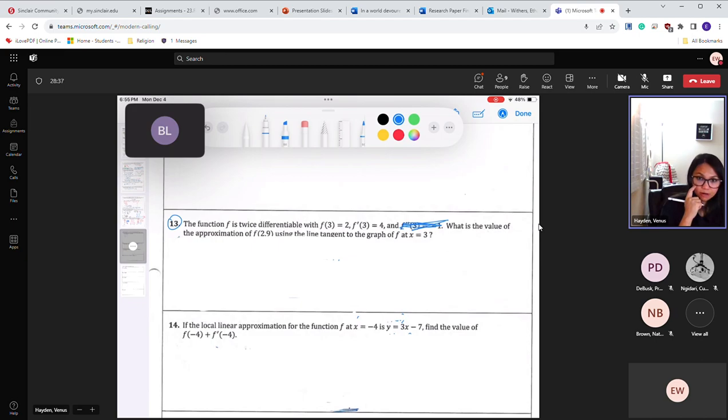That deals with finding the linearization of a given function. It says that here the function is twice differentiable. That word twice differentiable is not necessary, because for the linearization, it will just be the formula f of x approximately L of x is equal to f of a plus f prime of a times x minus a, where the a value in here is equal to 3. I'm sorry, that's your a value. And your 2 will be your f of a, and your f prime of a is equal to 4.